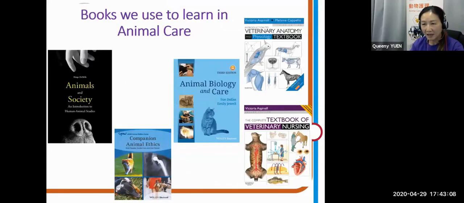Lastly, here are some of the textbooks we use to develop and study on the animal care course.